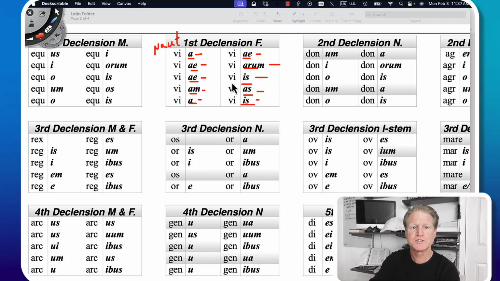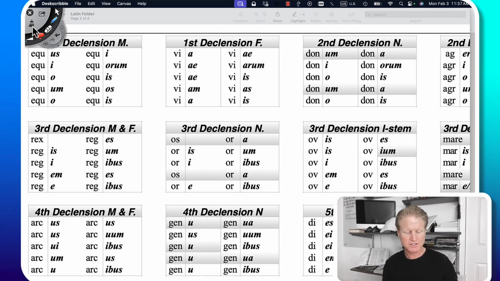In classical pronunciation, nauta, nautai, nautai, nautam, nauta, nautai, nautarum, nautis, nautas, nautis. The meaning doesn't change, only the pronunciation changes slightly.